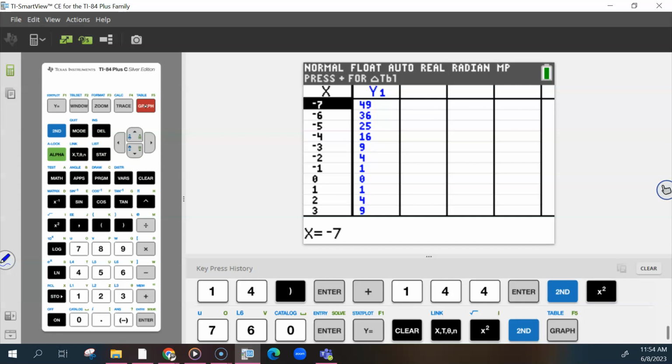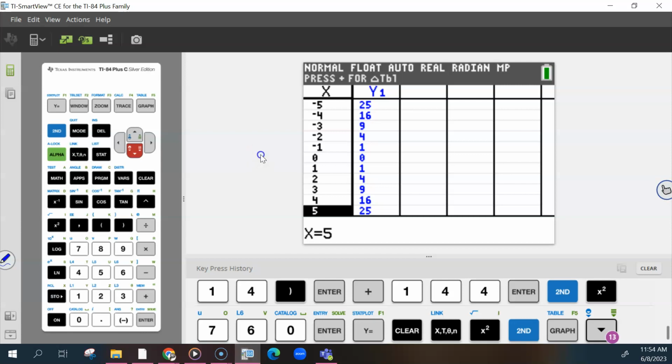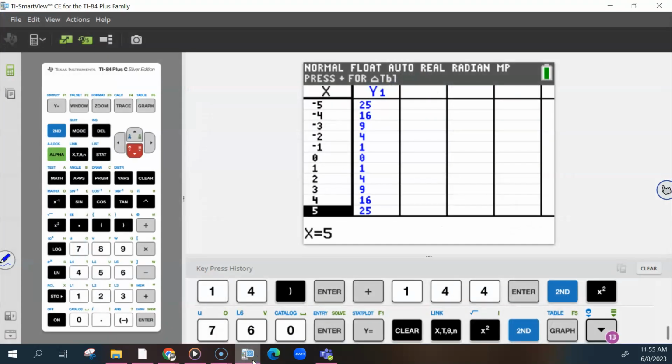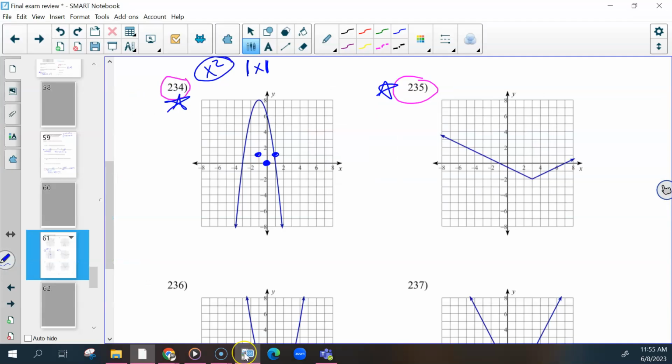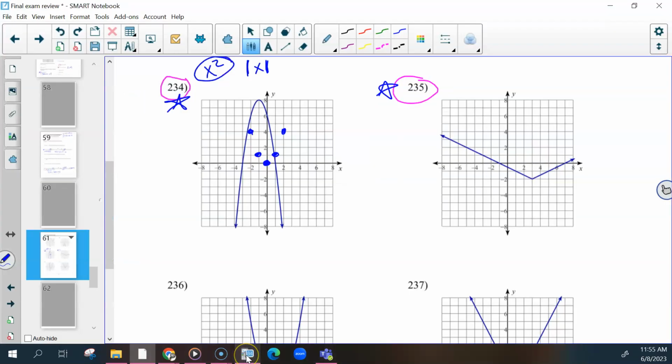So as we said before, we're looking for where y values repeat. Look for the middle. Plot that point, and then keep going. Negative 1, 1, 1, 1, negative 2, 4, 2, 4. This one doesn't go to 9, but I'll draw it anyway. Negative 3, 9, and 3, 9.